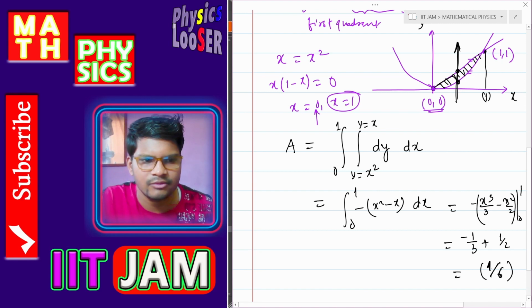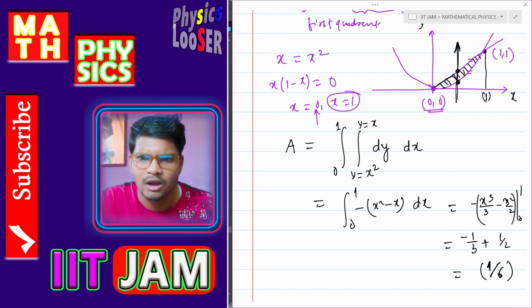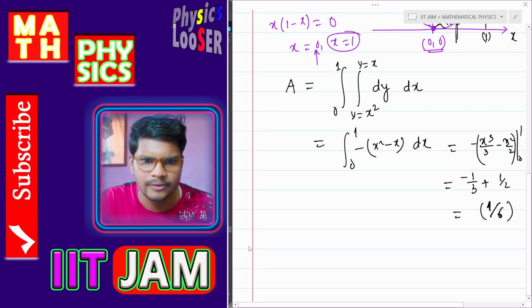In the first place, I have not written minus 1 by 6 because I know that area cannot be negative. So it means that we have done something wrong, and here is the mistake. When we are taking the limit, you have to first go from below to above. We have already explained this in the previous chapter or previous video. You can easily find it out.